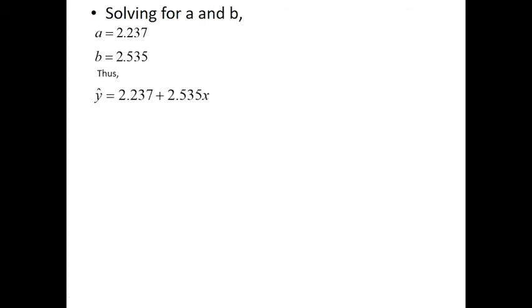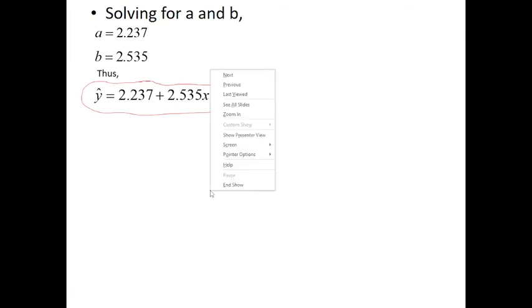So, ito yung equation natin. Y hat equals 2.237 plus 2.53x. Yan yung ating equation, no? Na mag-approximate, no? Dun sa lahat ng points, no? Kumbaga, yan yung ating approximating line, no? Okay?